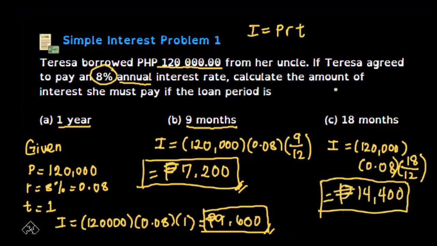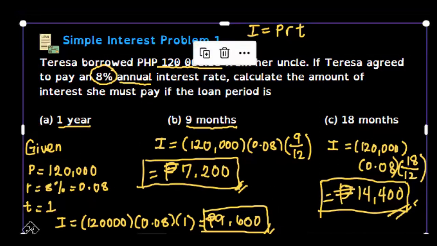Okay, so that should be the interest kapag ka 18 months naman, babayaran ni Teresa yung kanyang utang dun sa uncle niya. Okay? So, pansinin nyo, no? 1 year, 9,600. 9 months, medyo bumaba siya, 7,200. Pero kung babayaran niya na within 18 months, mas mataas sa isang taon, mas malaki yung kanyang interest. Okay? That is the first problem. Okay, let's proceed to the next one.